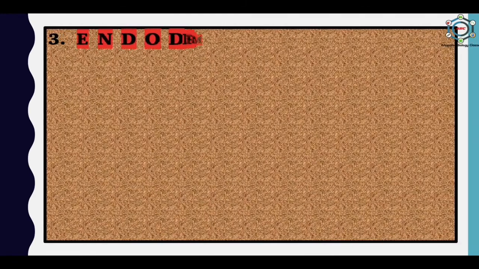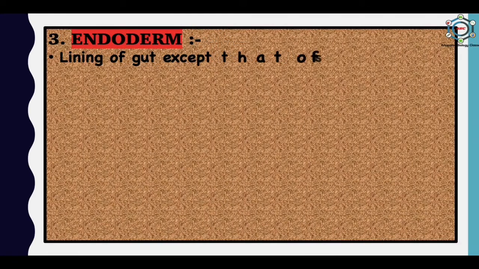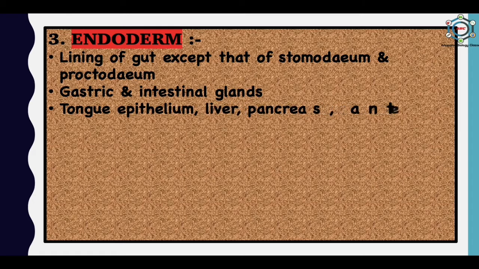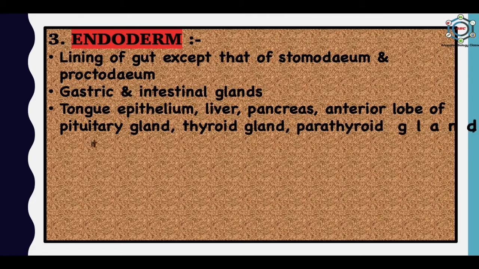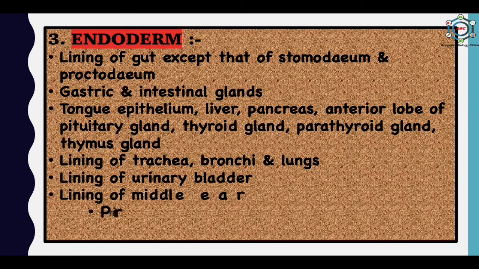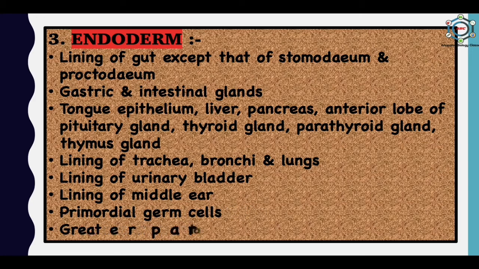Now, the third, that is the endoderm. Endoderm forms the lining of the gut except that of the stomodeum and the proctodeum, gastric and intestinal glands, tongue epithelium, liver, pancreas, anterior lobe of pituitary gland, thyroid gland, parathyroid gland, thymus gland, etc. Then lining of trachea, bronchi and lungs, lining of urinary bladder, lining of middle ear, primordial germ cells and the greater part of prostate. All these are formed by the endoderm. So these all are the fate of germ layers.